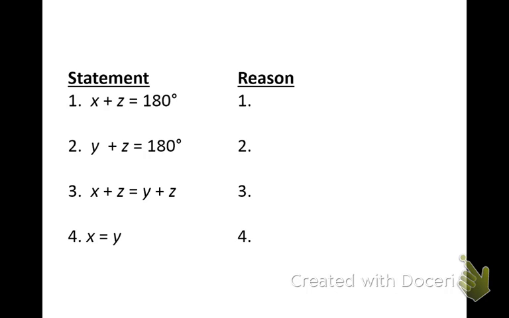x plus z equals 180. How do we know that x plus z equals 180? Because they're a linear pair, and linear pairs have to be supplementary. Right, that definition we just learned about linear pair. So that would be linear pair. y plus z is equal to 180. How do I know that? Yeah, that one's linear pair as well.